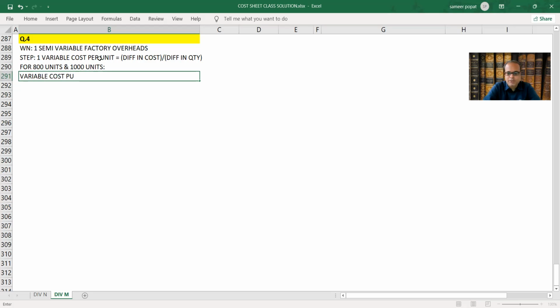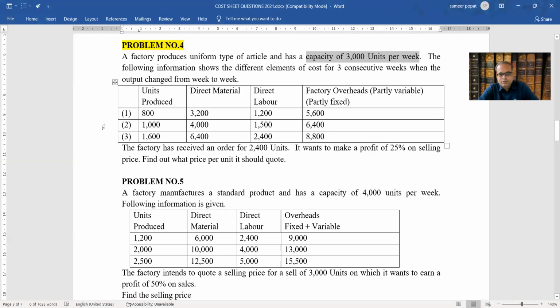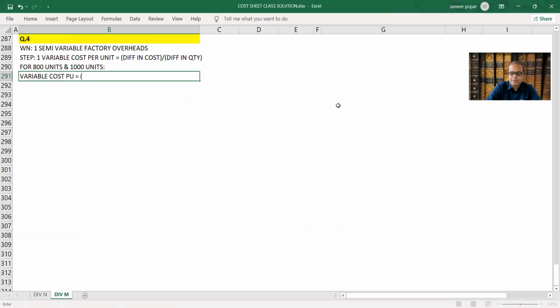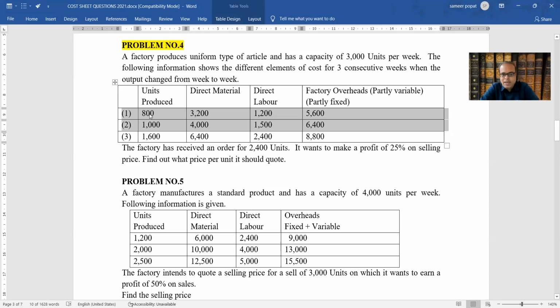Variable cost per unit for 800 and 1000. For 800, cost is 5600, and for 1000, it is 6400. So let us take the difference in cost from higher to lower. You can reduce 6400 minus 5600. This is your difference in cost divided by difference in quantity. Quantity is 1000 and 800. So 1000 minus 800.